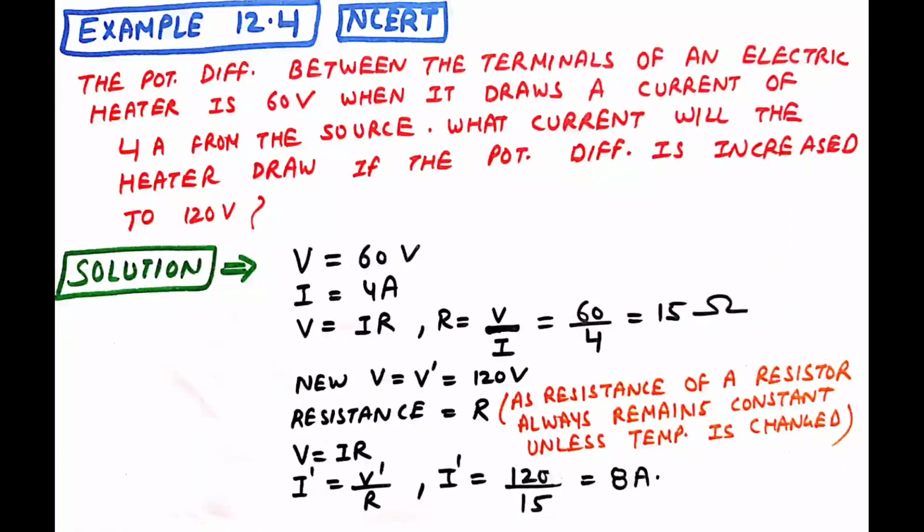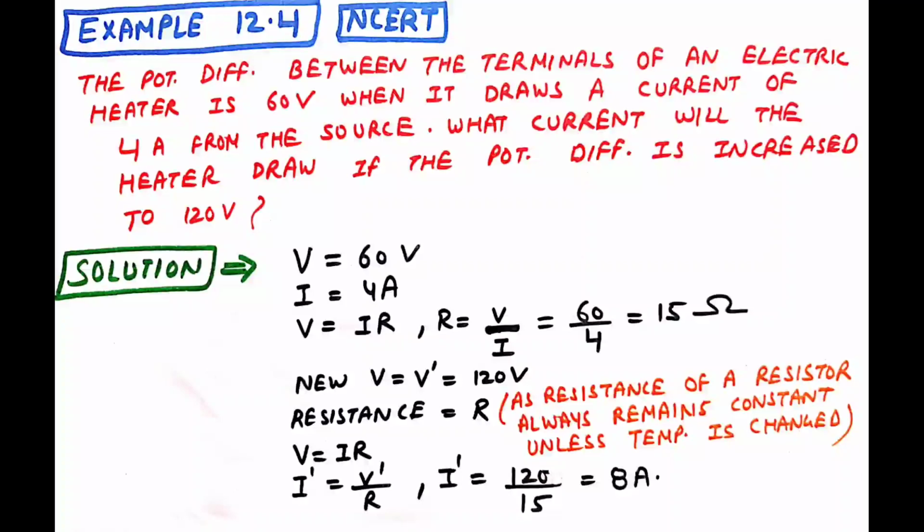Now let us solve a numerical based on Ohm's law. So the question here says that the potential difference between the terminals of an electric heater is 60 volts when it draws a current of 4 ampere from the source. So it asks, what current will the heater draw if the potential difference is increased to 120 volt.